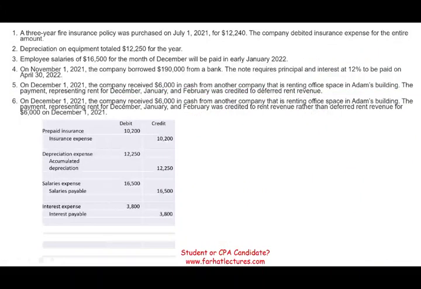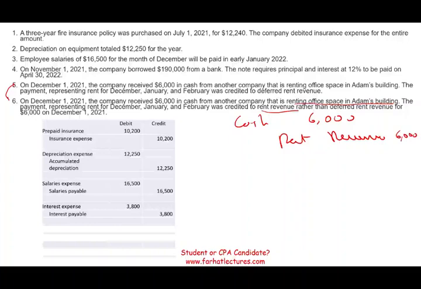On December 1st, the company received $6,000 in cash from another company that's renting office space in Adams Building. The payment was credited to rent revenue. Oh, okay, good. So now, we did not book the transaction properly. So here's what happened now. We debited cash $6,000 on December 1st, and we credited rent revenue. Now you should know what we need to do.